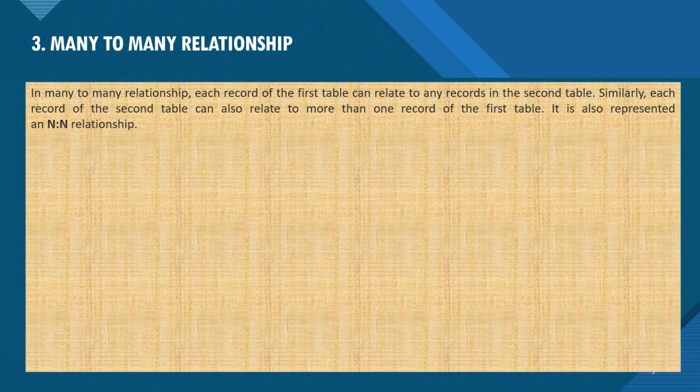In many-to-many relationship, each record of the first table can relate to any row of the second table, as well as the second table can also relate to any rows of the first table. By giving an example, there are two entity types, customer and product. A customer can buy more than one product, and also many products can be bought by many different customers. So this example is considered a many-to-many relationship. Many-to-many relationship is represented by m:n or n:n.